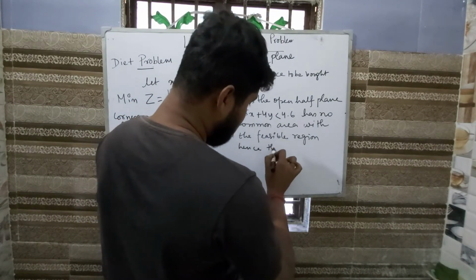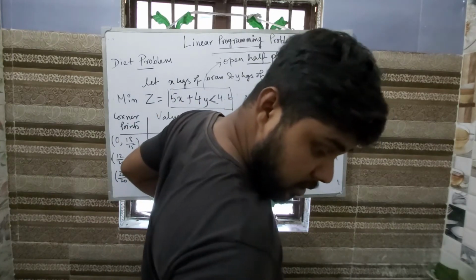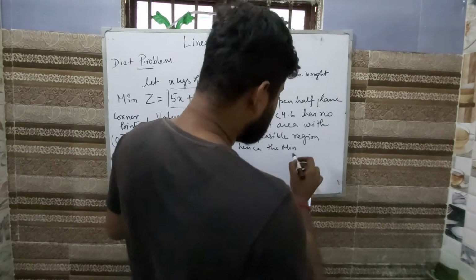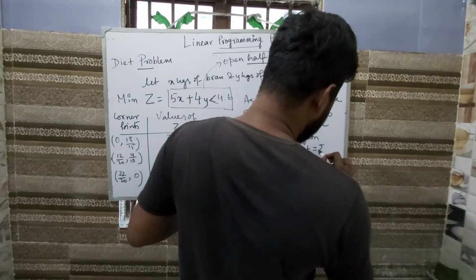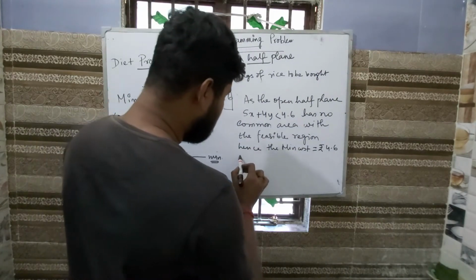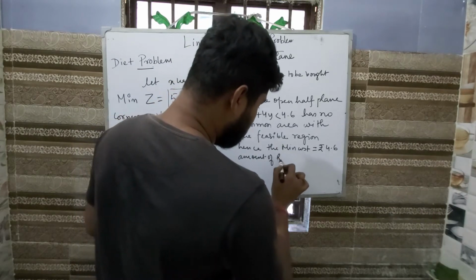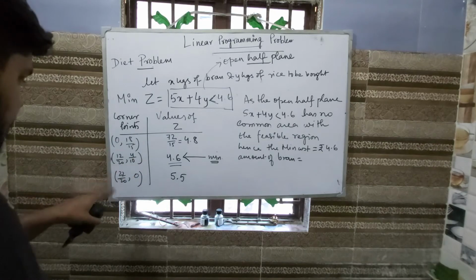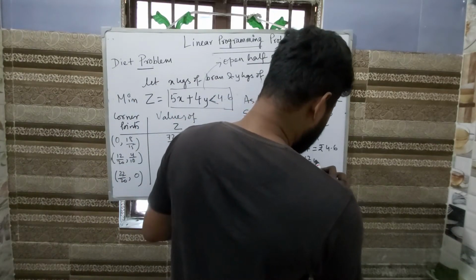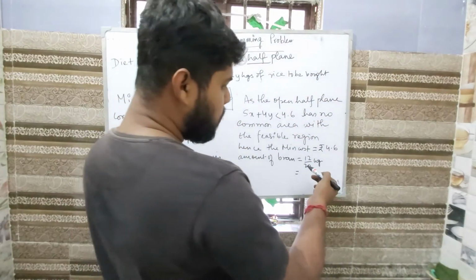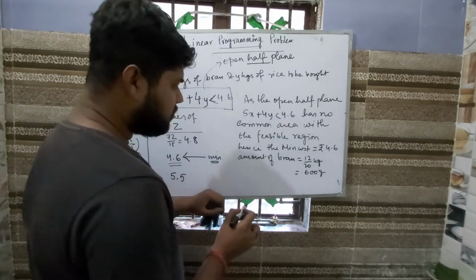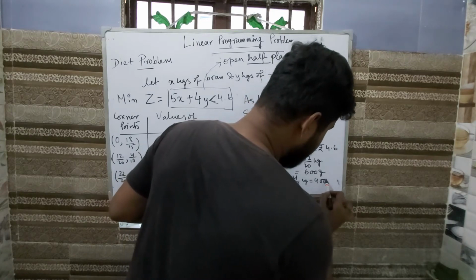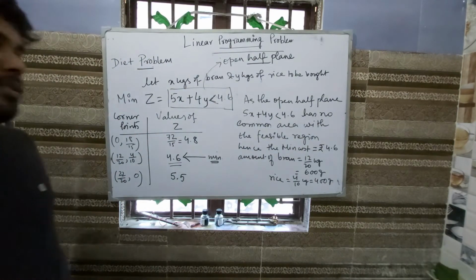Hence the minimum cost is equal to rupees 4.6, and the amount of bran required, that is 12 by 20 kg, into 1000, so 12 into 50, that is 600 grams, and the amount of rice, that is 4 by 10 kg, that is equal to 400 grams. Fine.